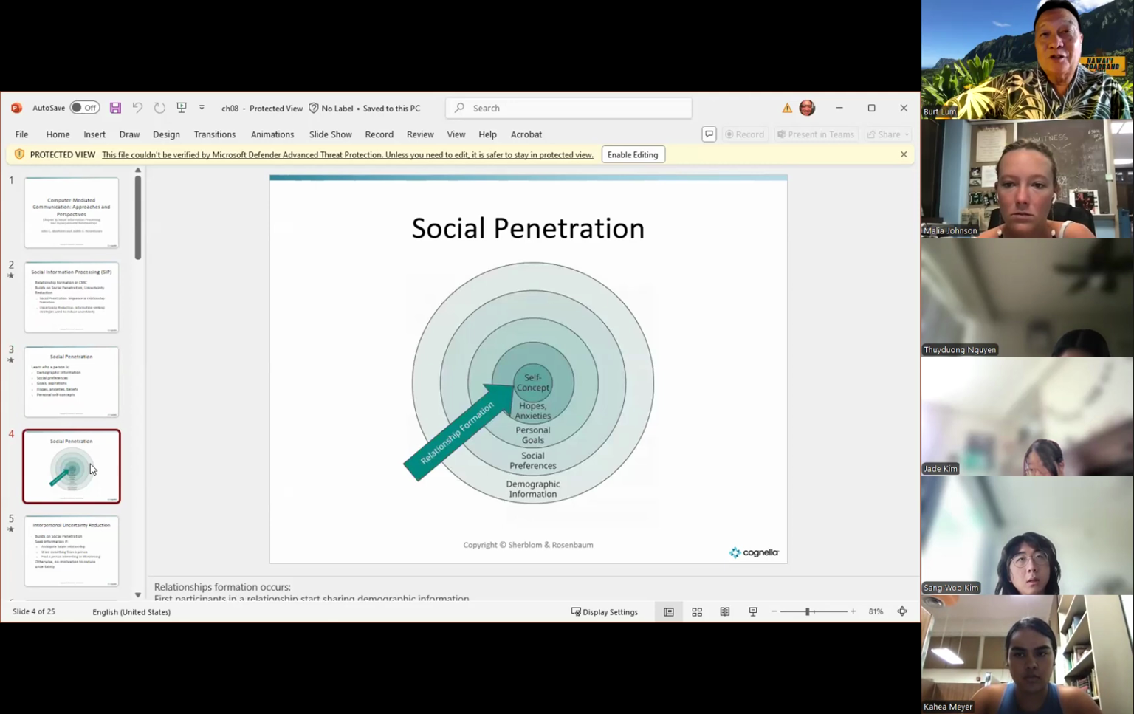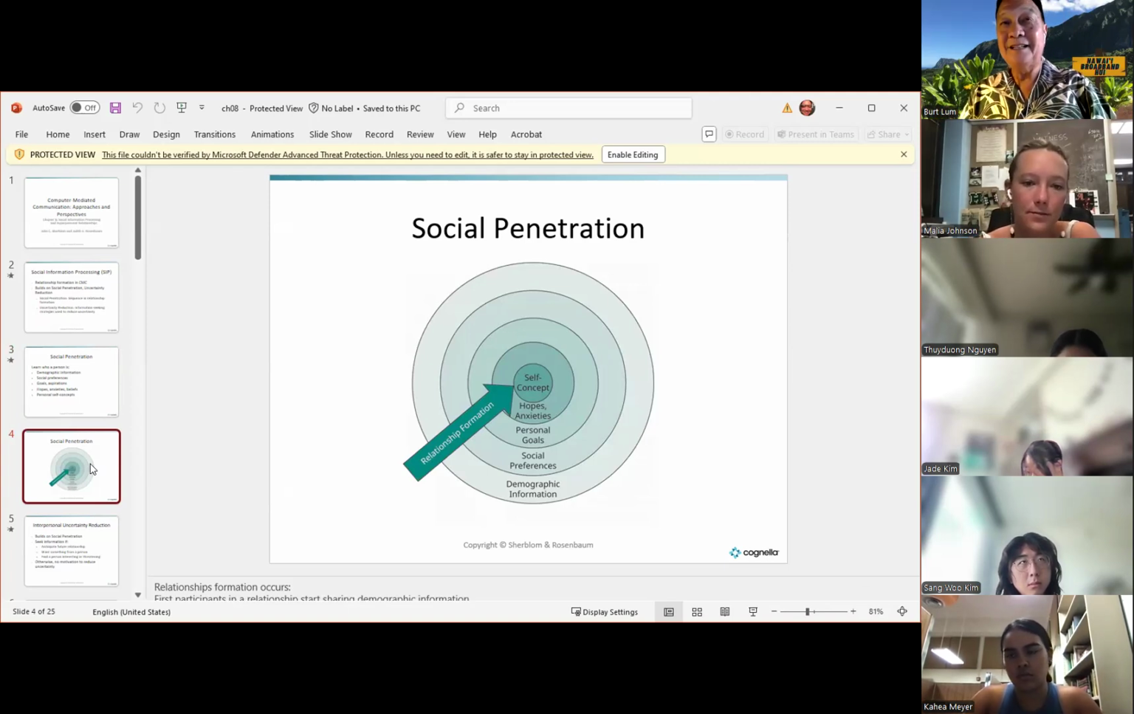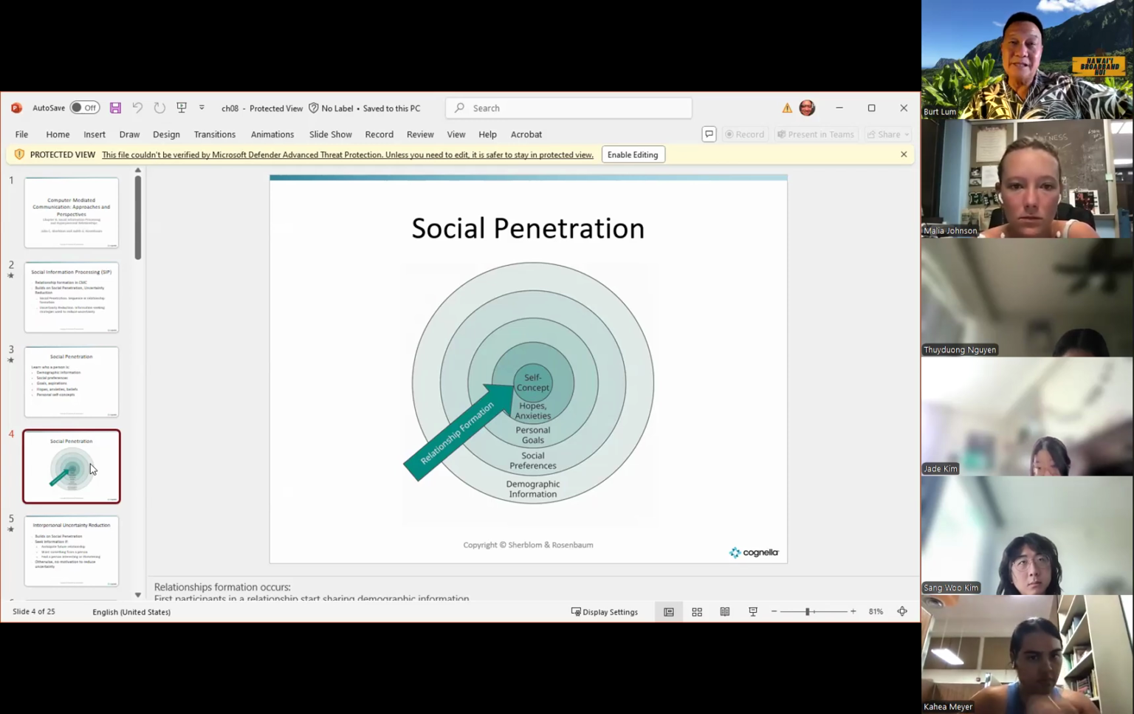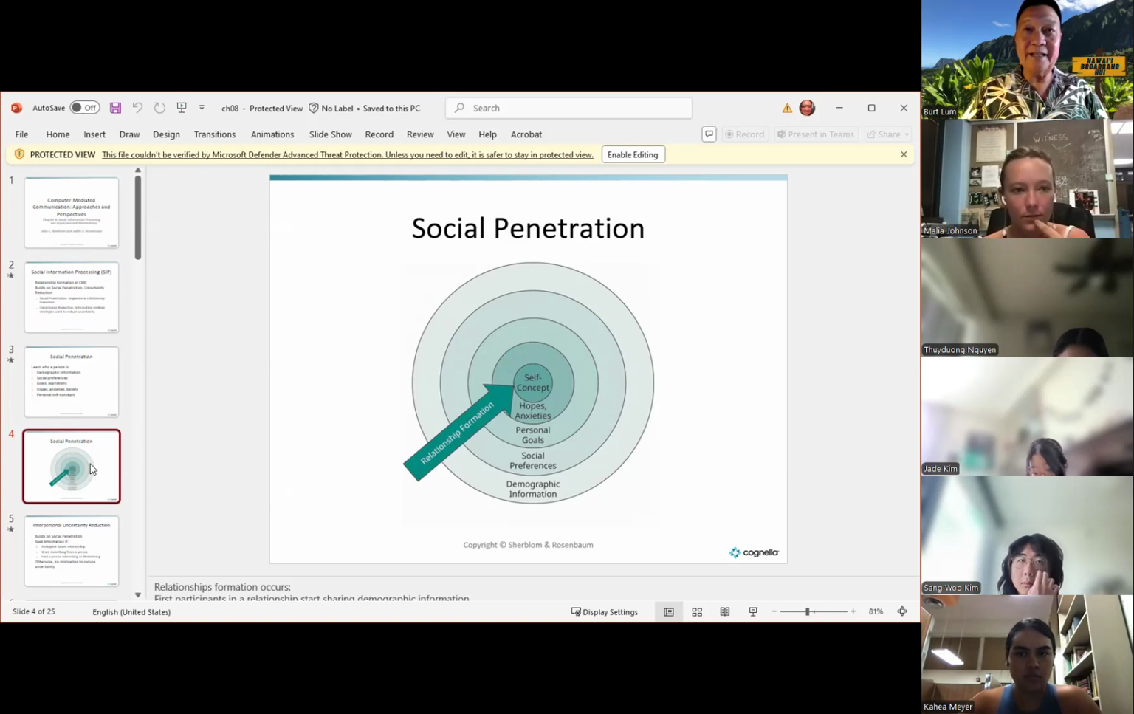Okay, so you have this idea of social penetration, you have this self concept, and then you have these concentric circles, or how deep that social penetration wants to get between you and whoever you're building this relationship with. So this is another way of depicting the level of intimacy, how much you are getting to know somebody, how deep you want to get.